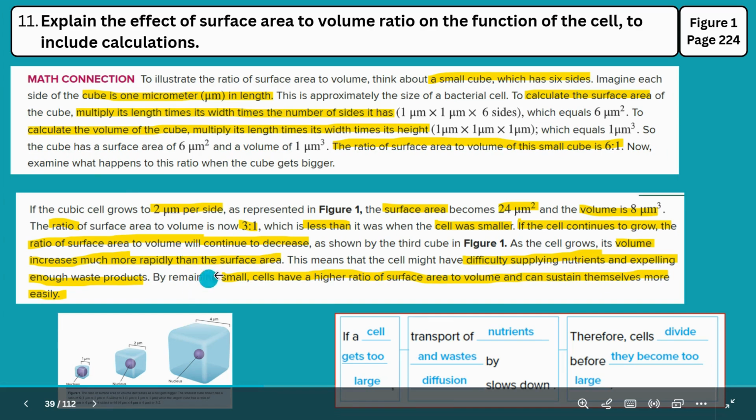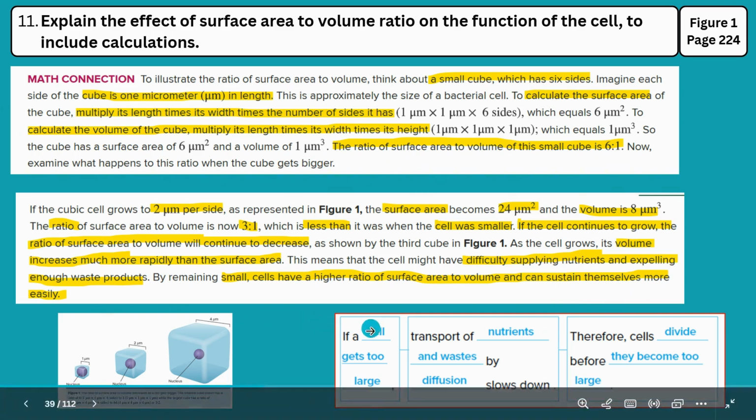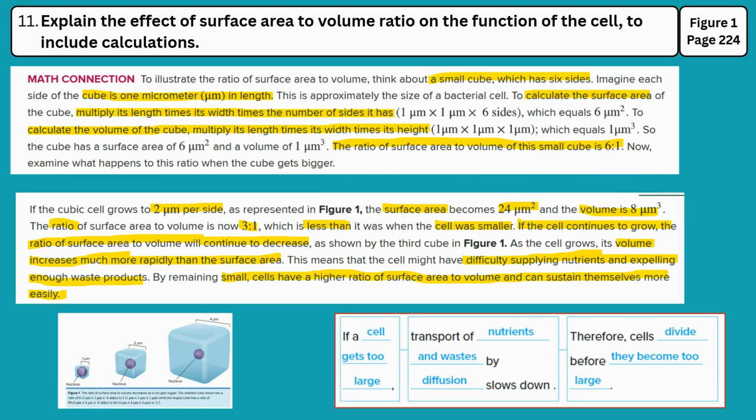Now what is the advantage of small cells? Small cells have a higher ratio of surface area to volume and can sustain themselves more easily. If a cell gets too large, transport of nutrients and waste by diffusion will slow down. Therefore, cells divide before they become too large. This is one way to keep them small. So cells don't grow in size much. They will divide, and they are like small cells.